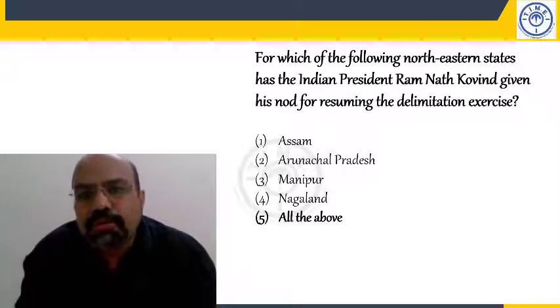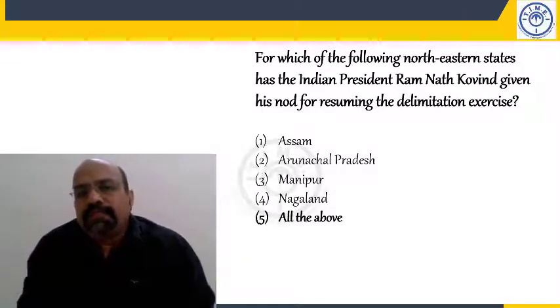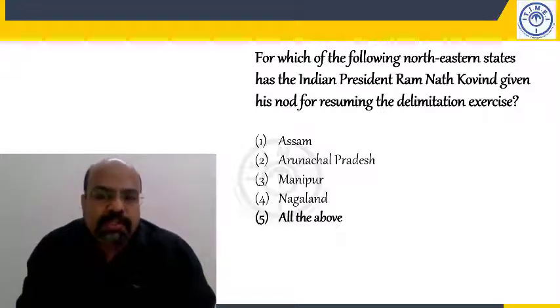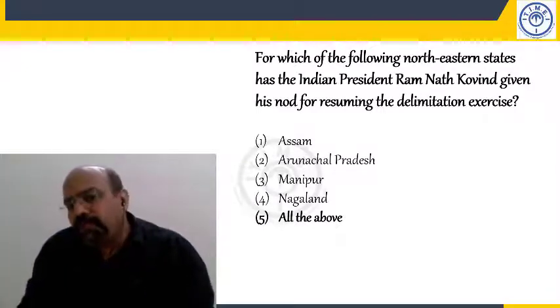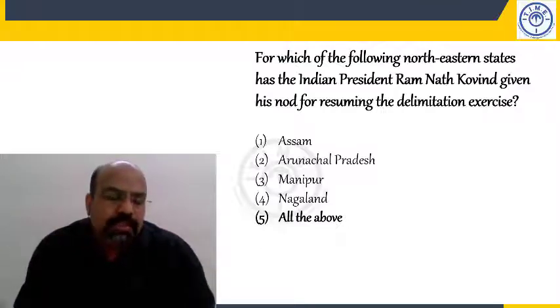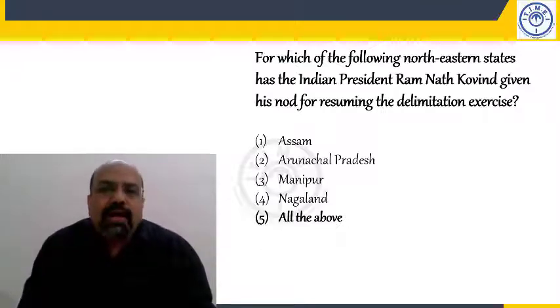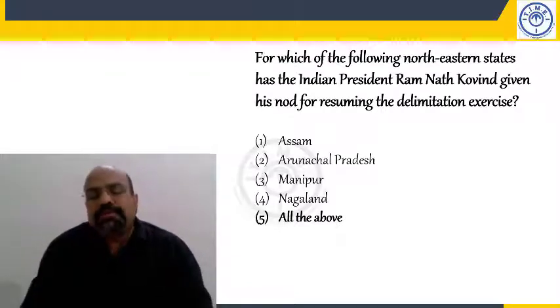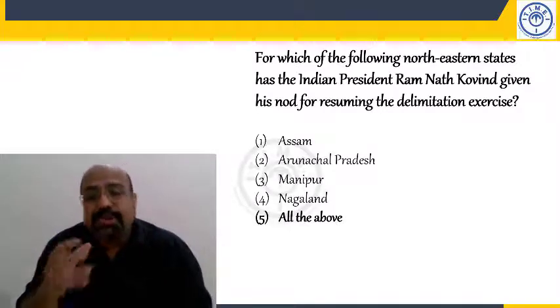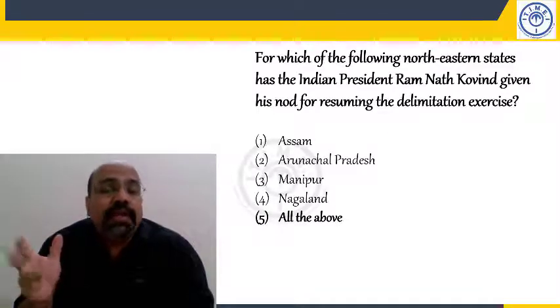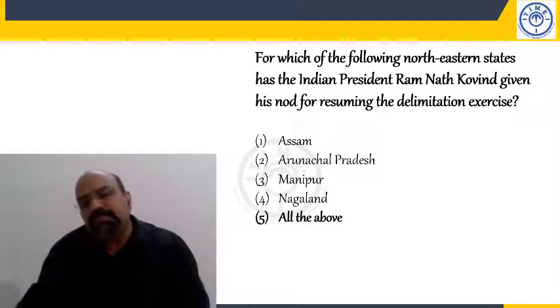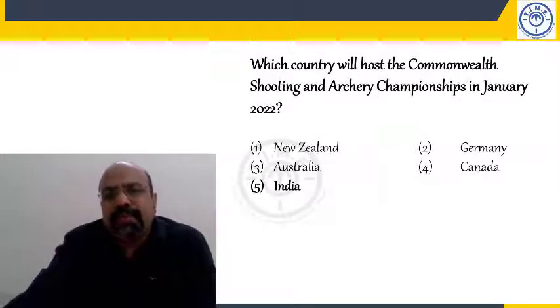From Panama Canal, let's go to Northeast India. For which of the following northeastern states has Indian President Ram Nath Kovind given his nod for issuing the delimitation exercise? All of the above. I think we took the names of the CMs of all these states in the past. Assam, Sarbananda Sonowal, Arunachal Pradesh, Pema Khandu, Manipur, Biren Singh, I'm so sorry. Biren, B-I-R-E-N, Biren Singh for Manipur. Nagaland, Neiphiu Rio. So I think there's no point in writing again.